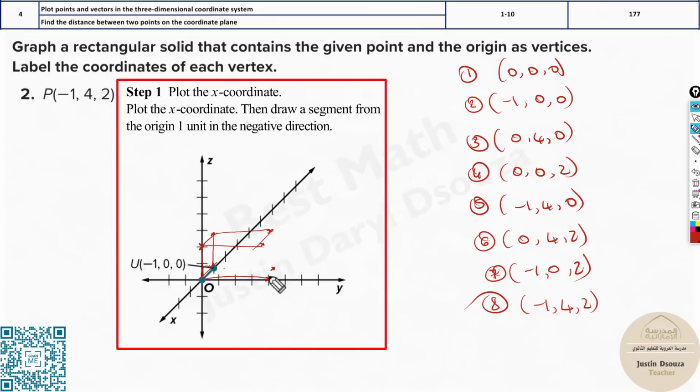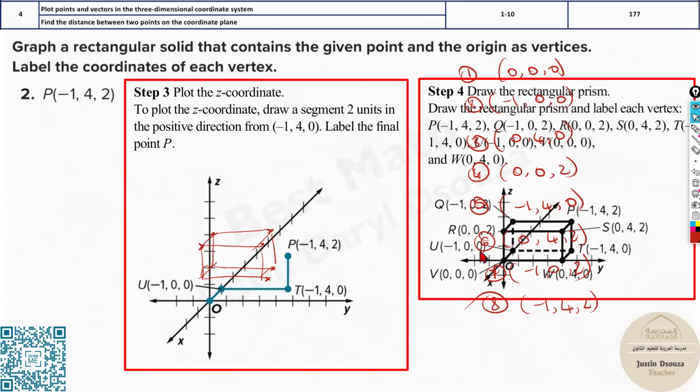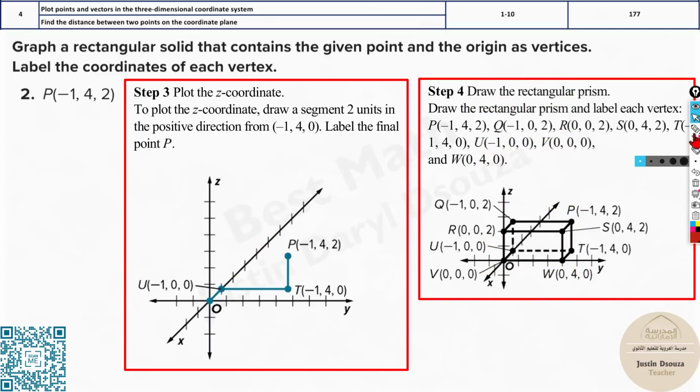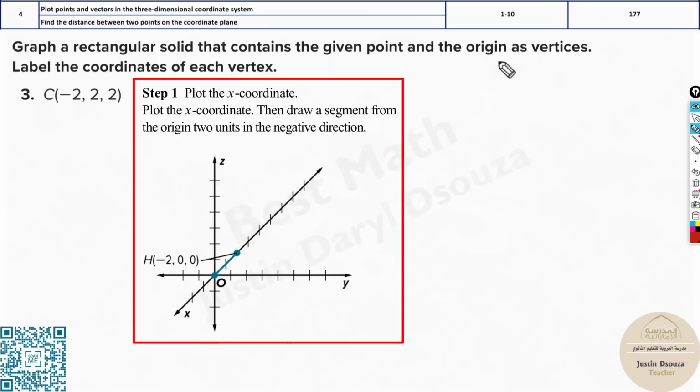So over here, we will join them all. That's it. So that is one of the very easy problems. And you can see that'll be the answer. Mine is not so accurate, but you can get very accurate by using scales. And these are all the points. Similarly, let's do the others as well.